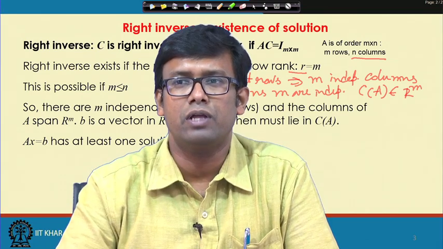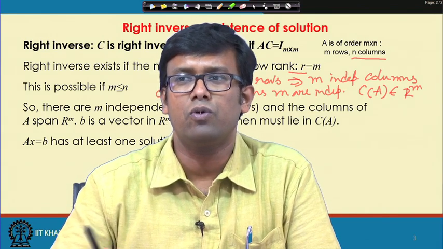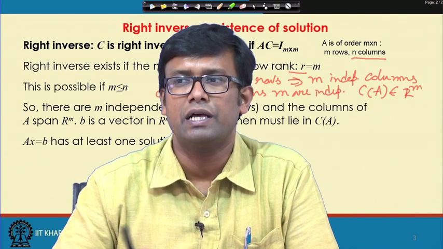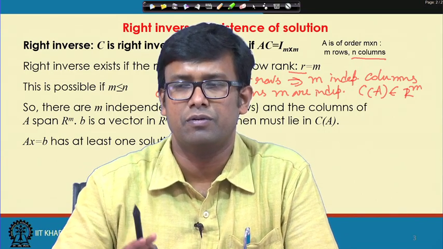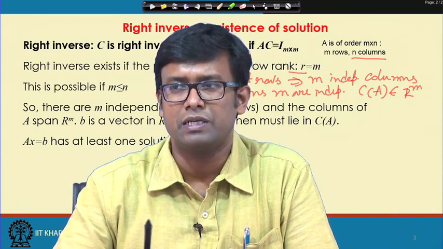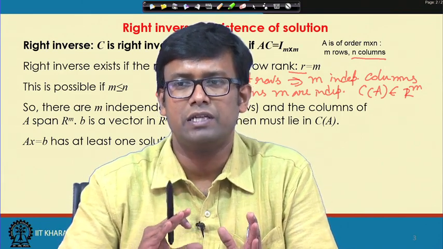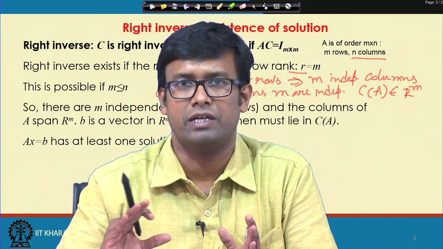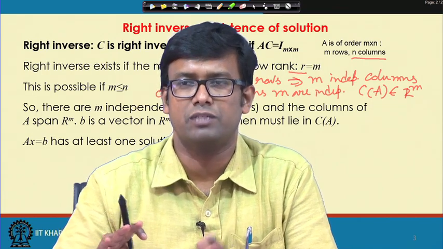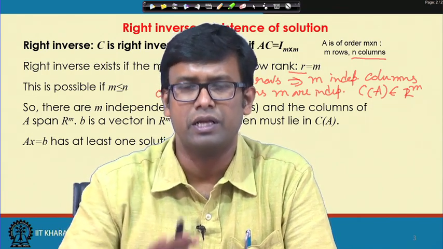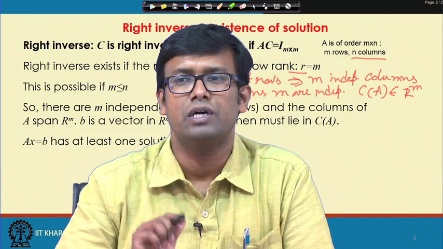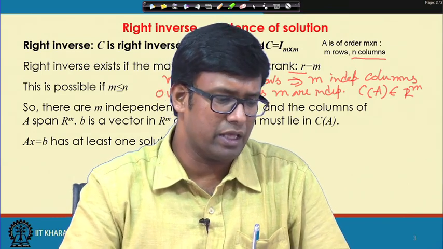It may have more than one solution, because the number of equations is less than the number of variables. There are more column vectors than the number of vectors in a basis. There are a total of n vectors, and m are sufficient to span the space. So, there can be more than one solution, but there is at least one solution, because this ensures that B lies in the column space.